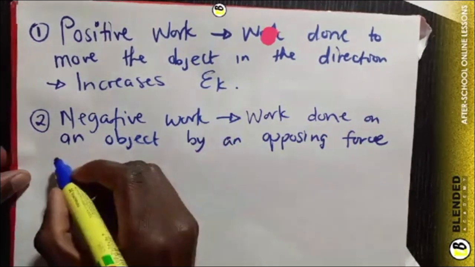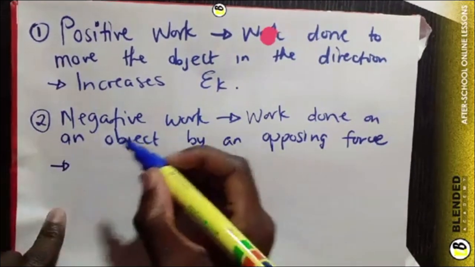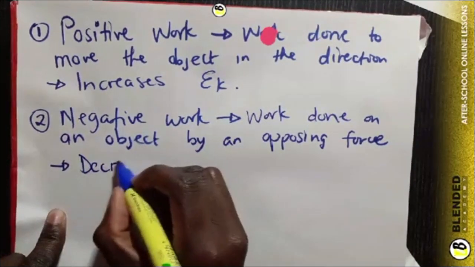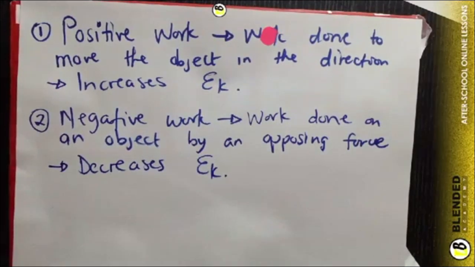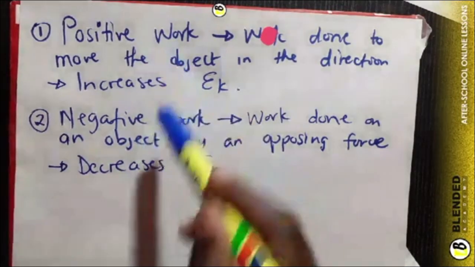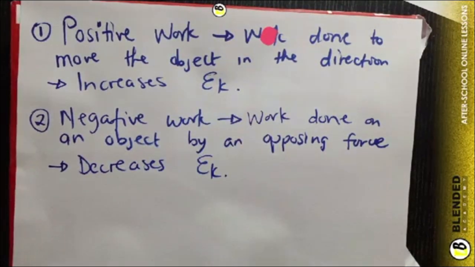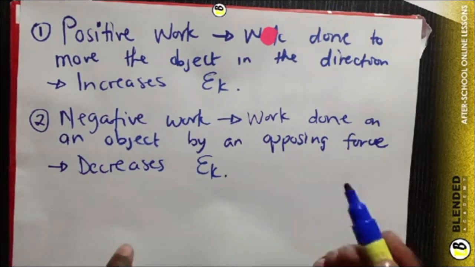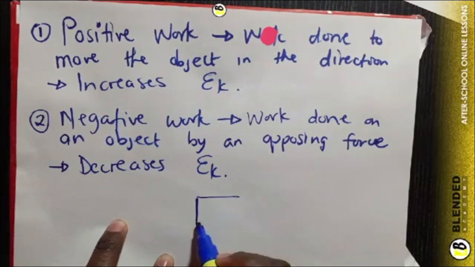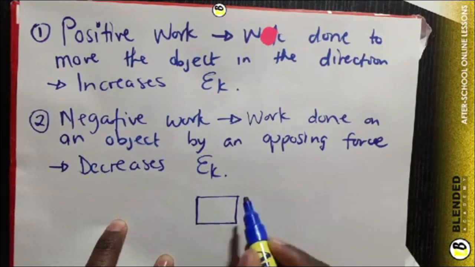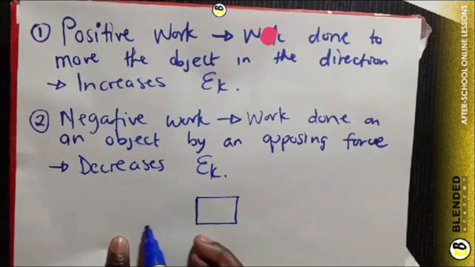All right. Now negative work decreases the kinetic energy of the object. You understand? So it's very important for you guys to be able to remember or distinguish between positive work and negative work. So now let me just draw a small drawing here to demonstrate the effects of positive work and negative work.